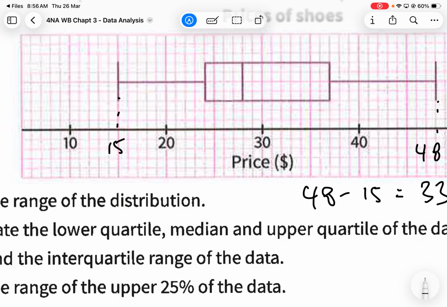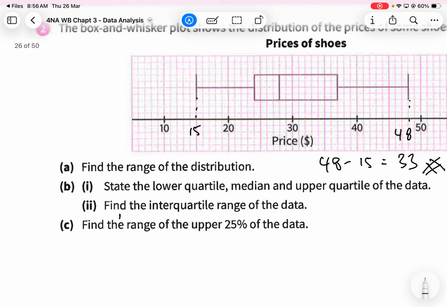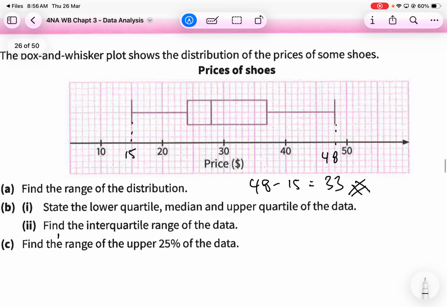What is the data of the median? The median is here, so 28. The Q1 is here, so we read the data off the x-axis. Then the lower quartile is 24. Median is 28. Upper quartile is 37. Find the interquartile range. 37 minus 24 equals 13.